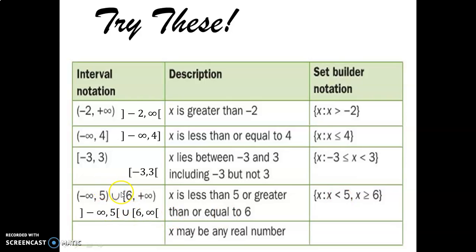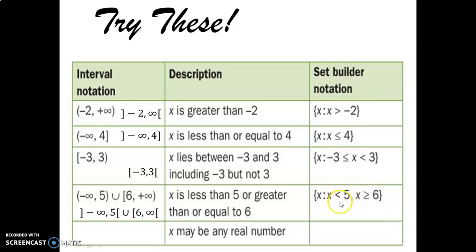Now let me introduce this, because this is something different. It says less than 5 or greater than or equal to 6. So less than 5, like this, right? From negative infinity to 5, because those are numbers less than 5. Or, when we see the word or in math, we can use this symbol, which means union, or 6 or greater, it says, right? And notice they put the positive infinity here. You don't need to have that, but sometimes you'll see that. Okay, so again here, using the or symbol, that union symbol.